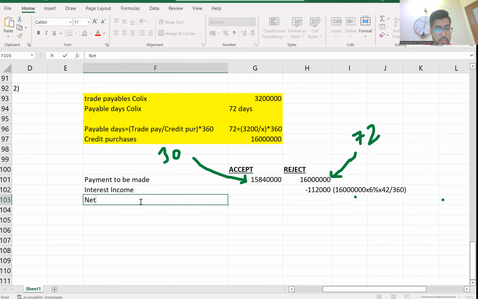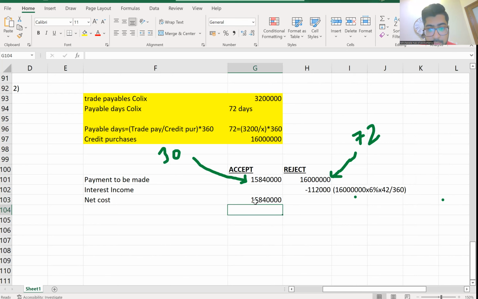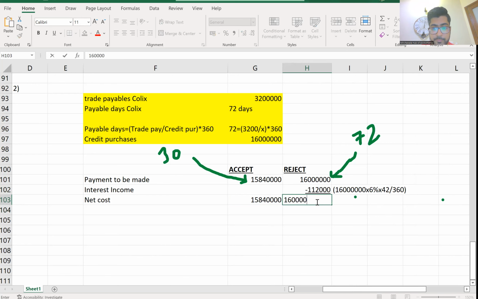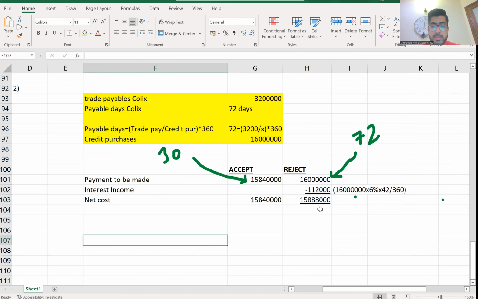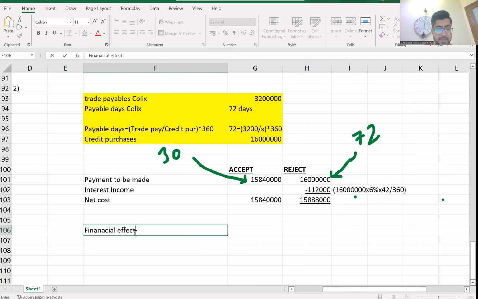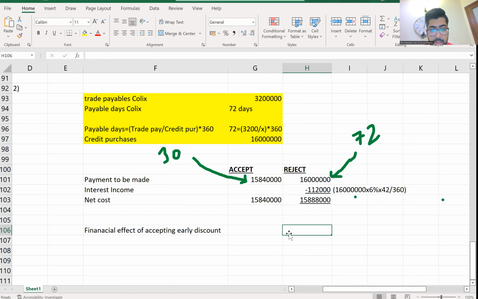Okay, that means your net cost, if you accept discount, will be 15,840,000. But if you reject discount, it will be 16 million, but also create an income for you of 112,000. So your net cost is going to be 15,888,000. So rejecting is producing a higher cost. Accepting is producing a lower cost. What is the financial effect of accepting early discount? The financial effect of accepting early discount is that your cost is being saved. You are getting a benefit of how much? Take the difference.